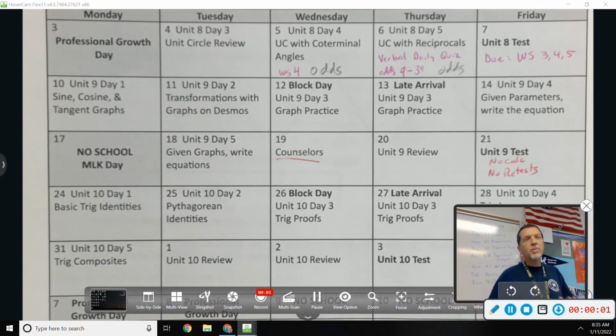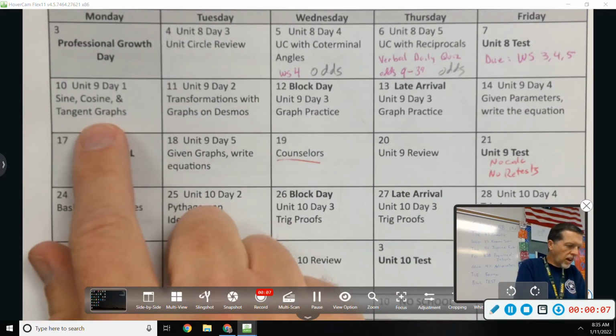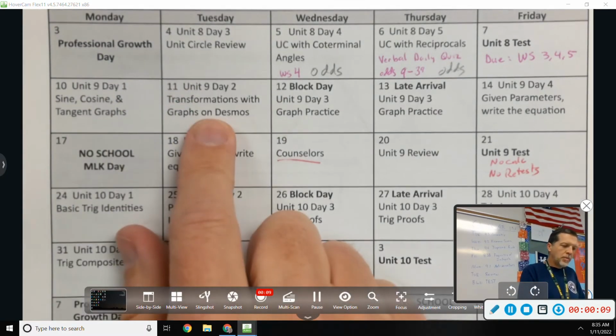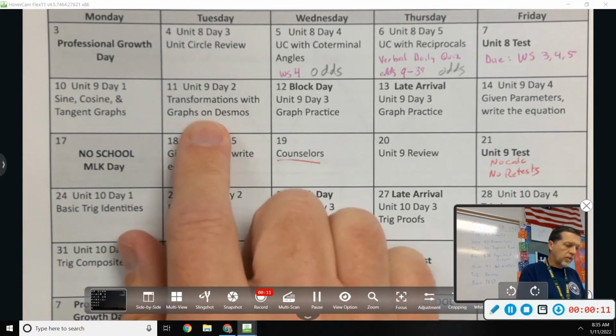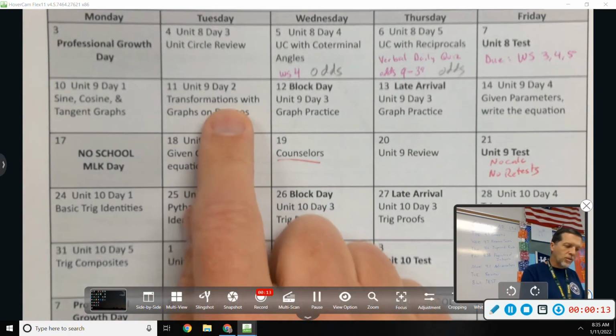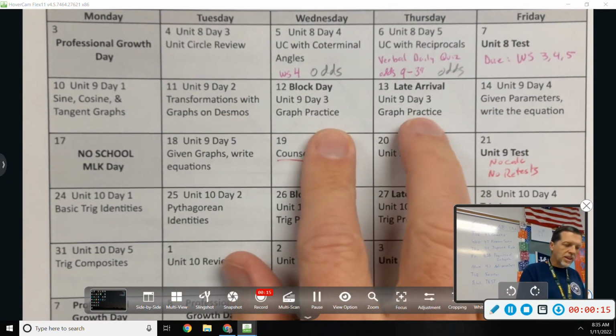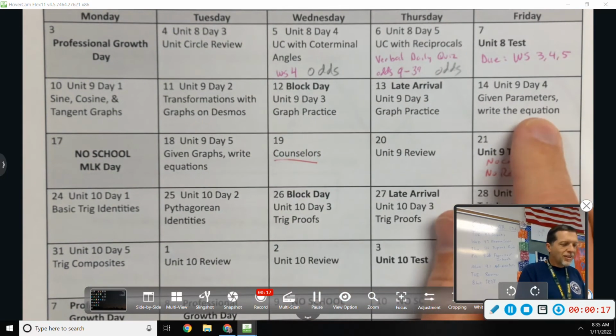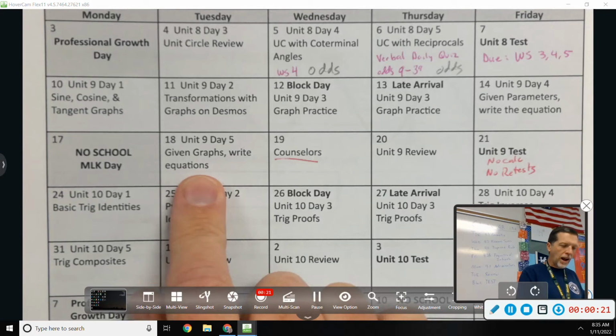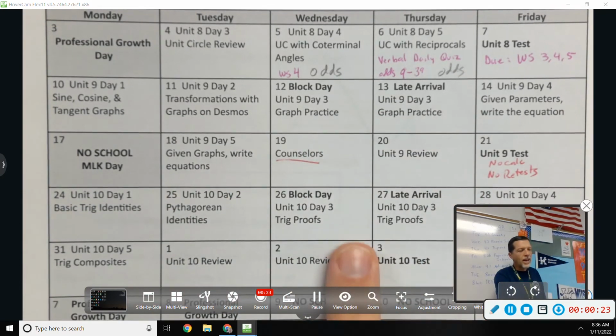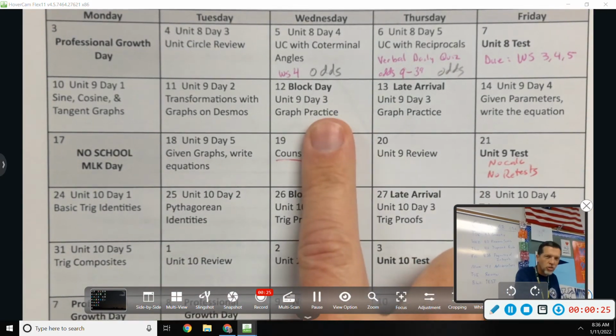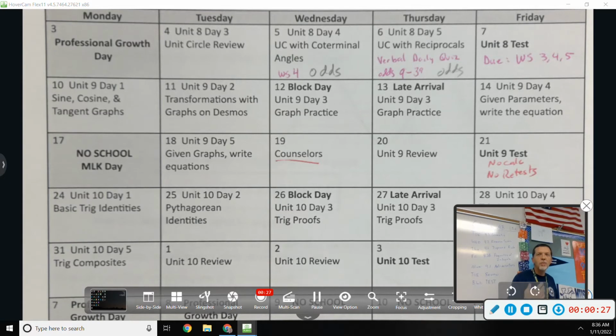Let's talk big picture first. So looking at the syllabus for the calendar, sine, cosine, and tangent graphs. Tomorrow, or no, that was yesterday. Today, transformations with graphs. Block day, graph practice. Friday, it's basically more graph practice. Tuesday, graph practice, then review. So after tomorrow-ish, we'll have seen everything. It's just practice, practice, practice, because there's a lot to cover.